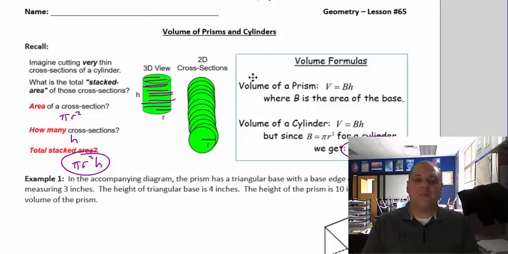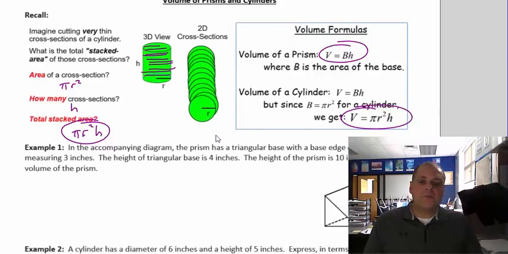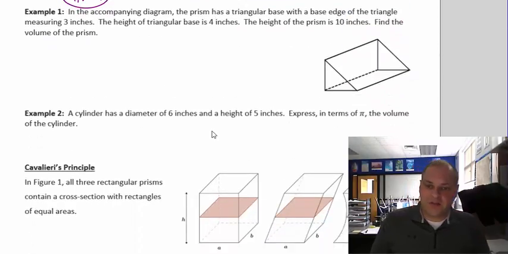But really, we talked about any prism. You're just going to take the base area times the height. We talked about that in our last lesson. So this is all stuff that we should already know. All right, so let's get on to our examples here.